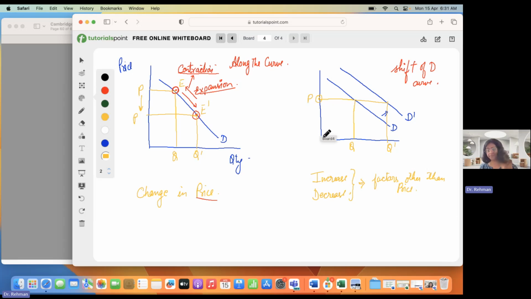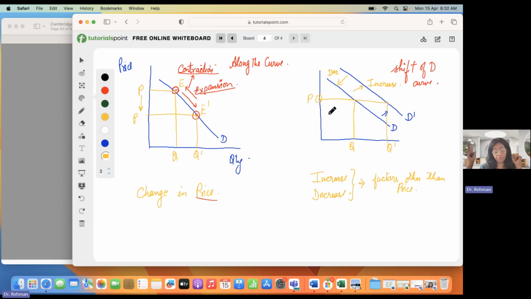Now, in this scenario, factors other than price, I'm going to tell you all the factors that affect demand. But remember, if the curve is moving towards the right, it is called an increase in demand. But if it is moving towards the left, it is called a decrease in demand.